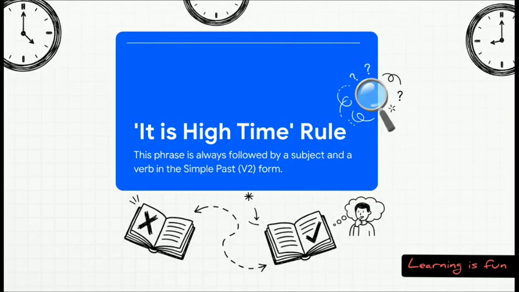Okay, now for a really strange rule that catches so many people. When you see a phrase like, it is high time, or it is about time, your gut might tell you to use a word like should, or a present tense verb, but that is always wrong. The rule is absolute. This phrase is always followed by a subject and a verb in the simple past tense. For instance, it is high time you studied for your exam, not study or should study.